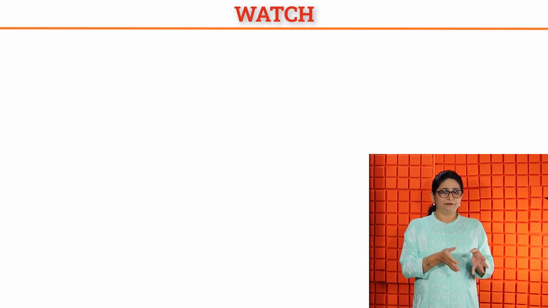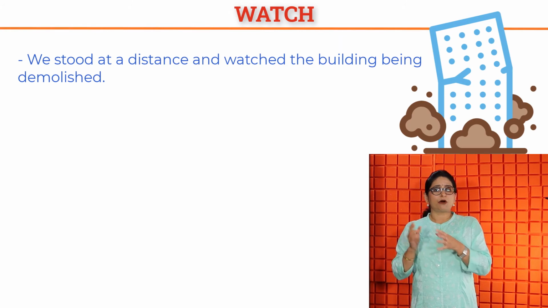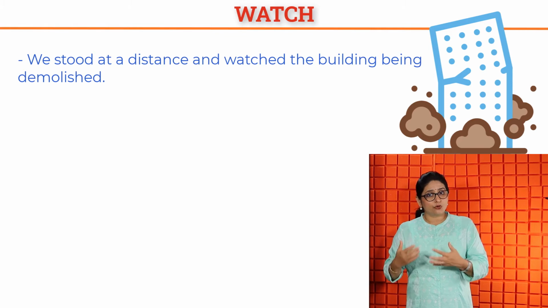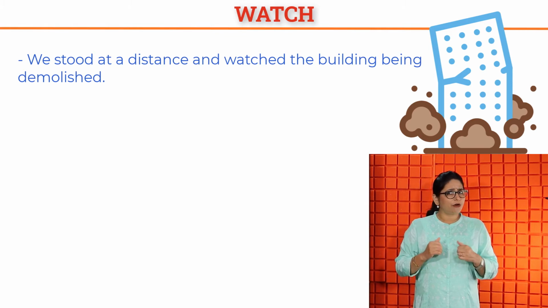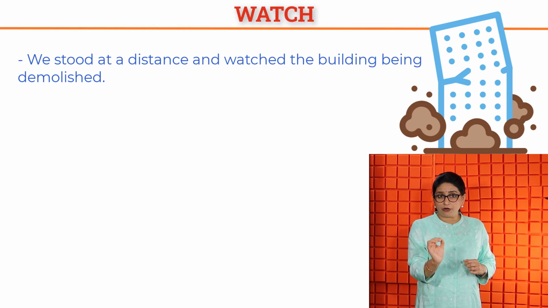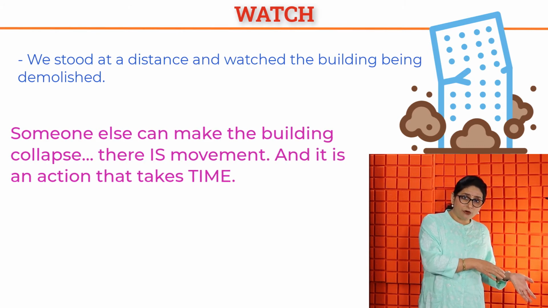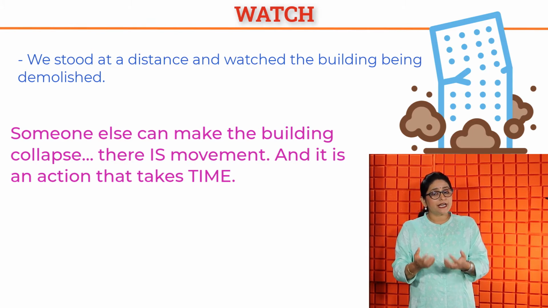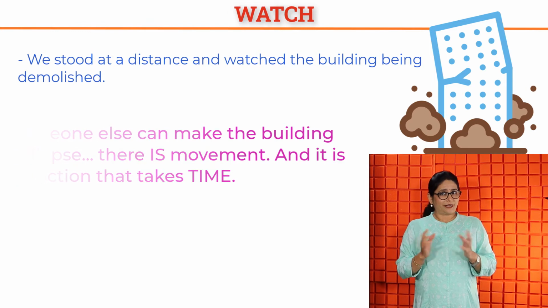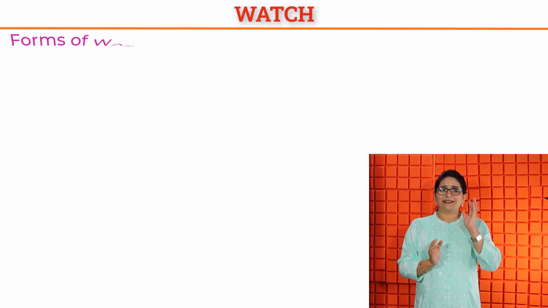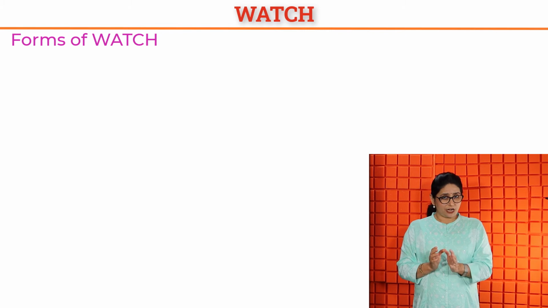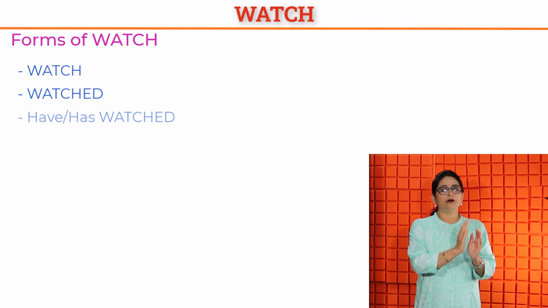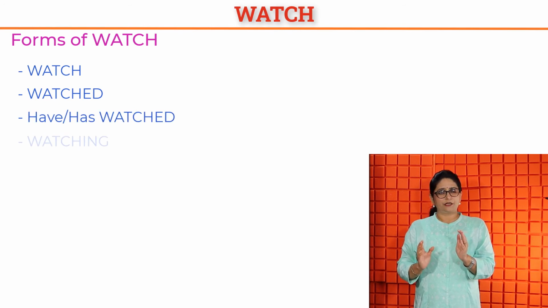Look at this example. We stood at a distance and watched the building being demolished. The building cannot move, so why do we use watch and not look? Because someone else can make the building collapse. There is movement, and it is an action that takes time. Understood? Okay. Now, the forms of watch are watch, watched, have or has watched, and watching.